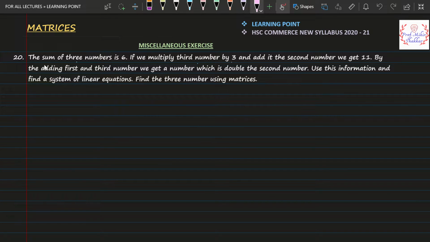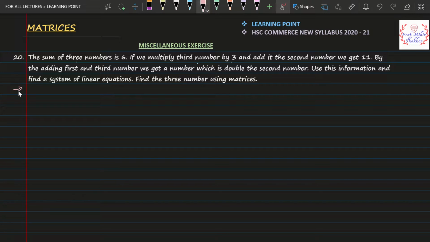Today we are going to see question number 20, which is of the miscellaneous exercise of the matrices chapter, which is a part of 12th Commerce new syllabus of the year 2021. The question says the sum of three numbers is 6. If we multiply third number by 3 and add the second number, we get 11. By adding first and the third number, we get a number which is double the second number. Using this information, find a system of linear equation and also find the three numbers using matrices.